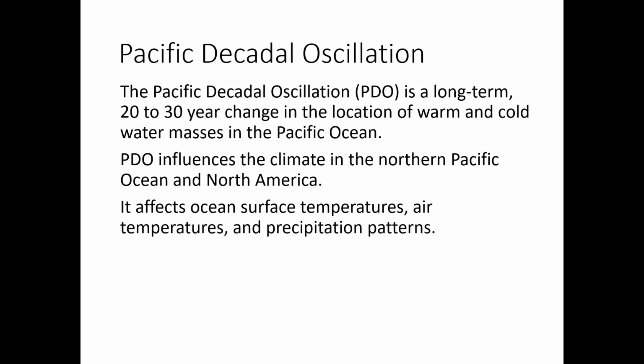Another oscillation of currents is called the Pacific Decadal Oscillation, which is a long-term cycle of about 20 to 30 years. It's going to flip-flop, where you get a change in the location of warm and cold water masses in the Pacific Ocean. So the PDO is going to influence the climate in the Northern Pacific and in North America.